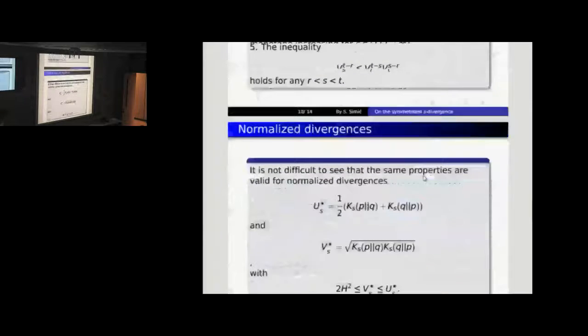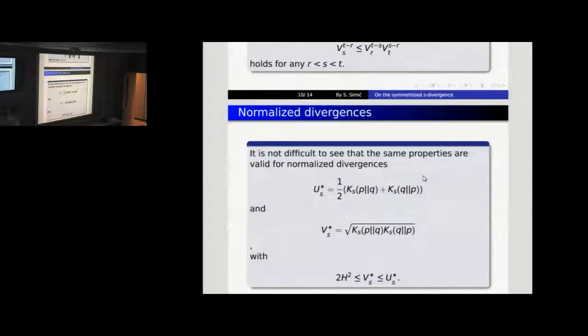And finally, if we normalize, it means that we treat this as a mean, not only plus, but divide by 1/2. And this V, not the product, but the square root of the product. This is normalizing. And there we have this inequality, a nice one, for both of them.